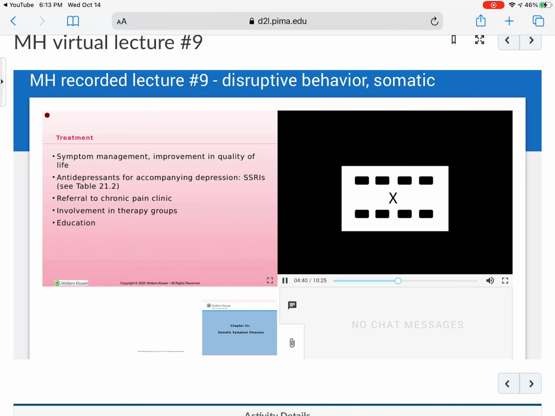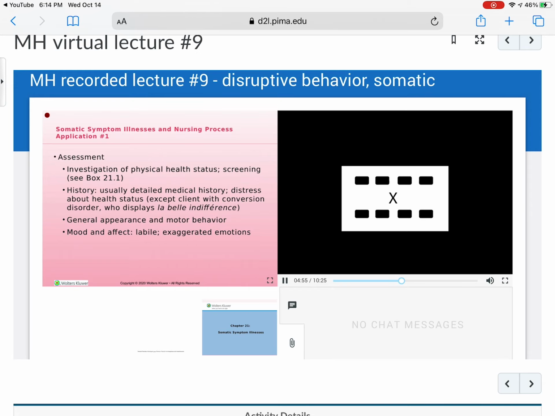All right, so what do we want to do? Symptom management. We want to help to improve the quality of their life. We can give them antidepressants such as SSRIs. We can give them a chronic pain clinic referral, get them involved in education and also in therapy groups. So take a look at their health status, be thorough, do a very, very comprehensive assessment of the patient, get any type of diagnostic labs you may need to get.